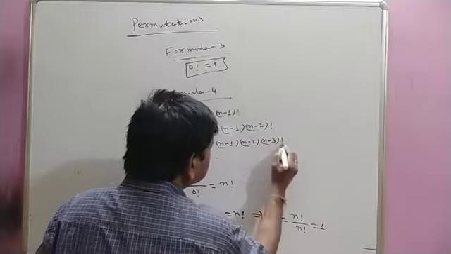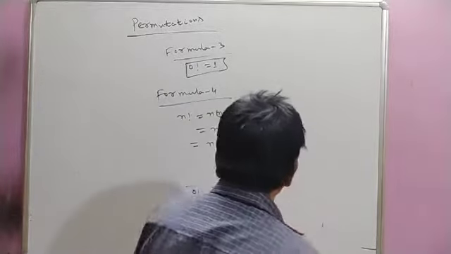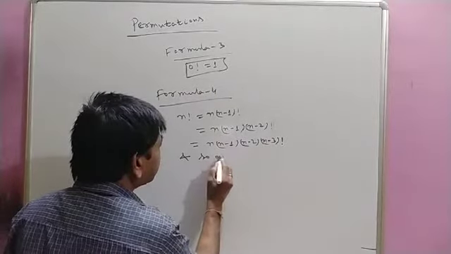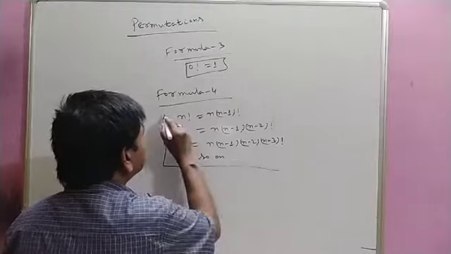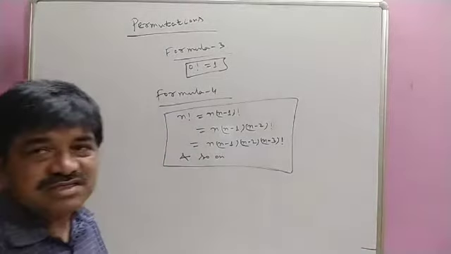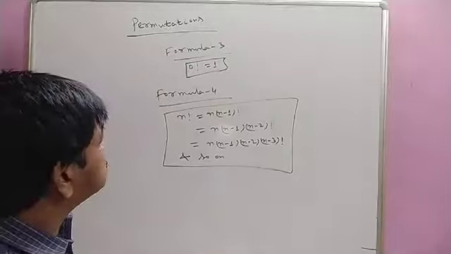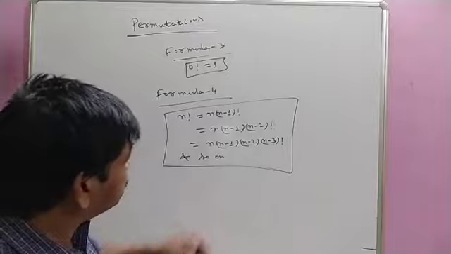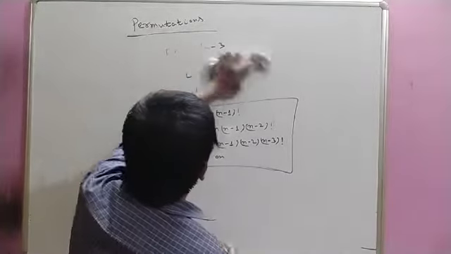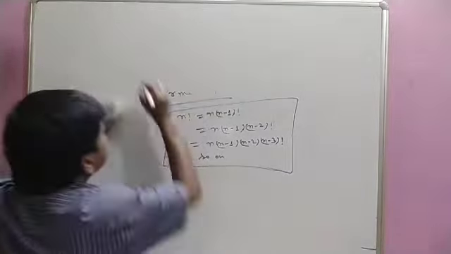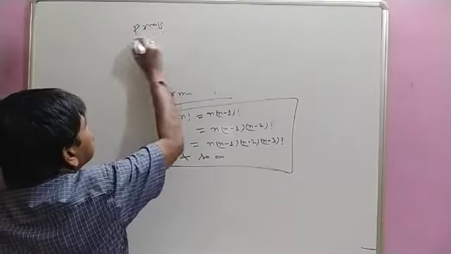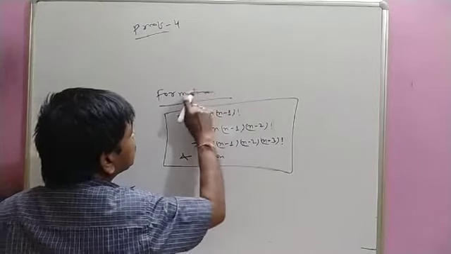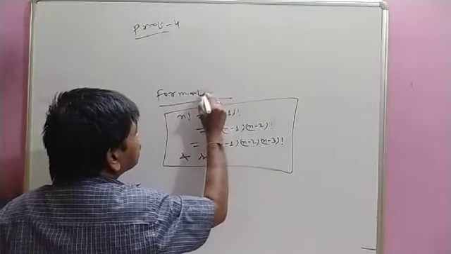And after this, again if you further reduce, this is n into n minus 1 into n minus 2 into n minus 3 factorial, and so on. Please keep in mind. So this you understood now. Now let us prove it. You write the proof for this formula 4.